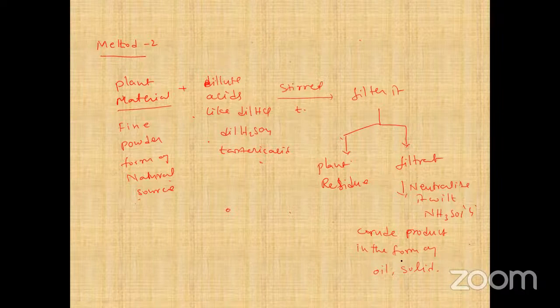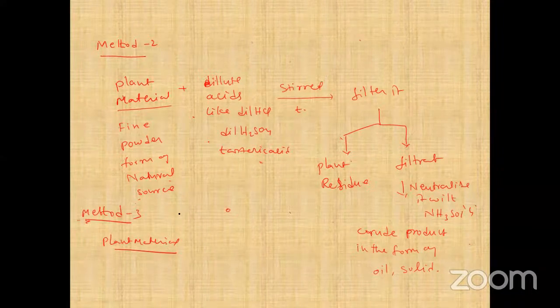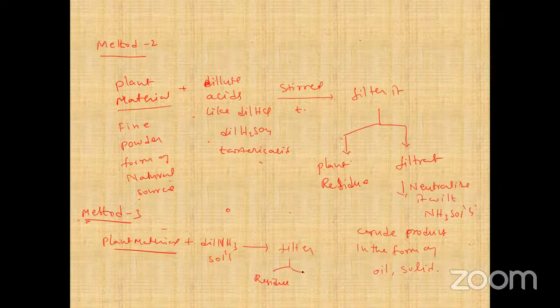Next, the third one. Method 3 is the simplest method. Directly take the plant material. Then, not boiling, just add and stir with the ammonia solution, dilute ammonia or ammonium hydroxide solution. Then again you will get the material, just filter it. Again you will get the residue and filtrate. Just neutralize the filtrate, if neutralization is required. Then we'll get the alkaloid.